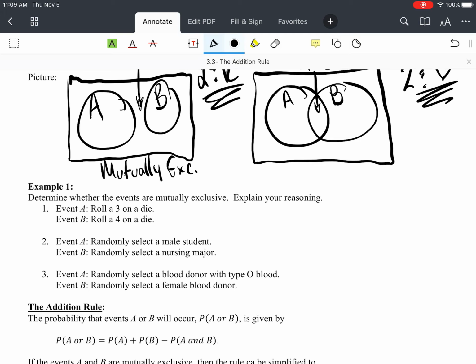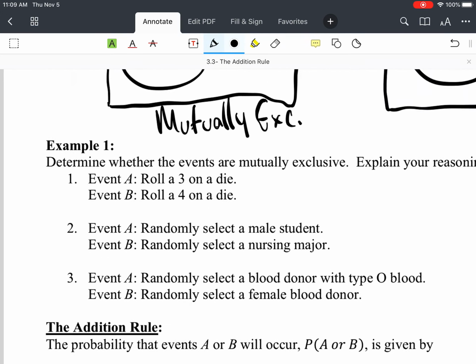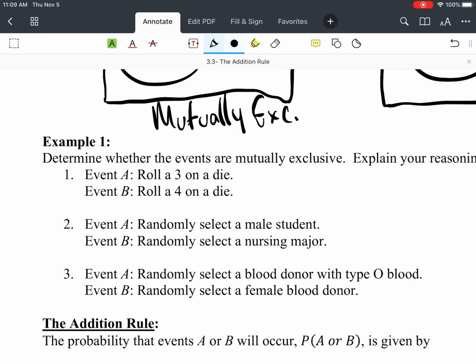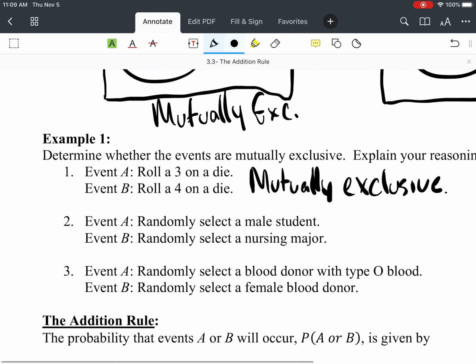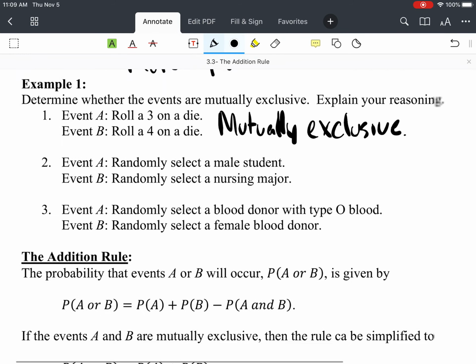Taking a look at some examples, we want to determine whether the events are mutually exclusive, and then explain our reasoning. Event A is that we roll a 3 on a die, and event B is that we roll a 4 on a die. Can we roll both a 3 and a 4 at the same time? Well, no. So this would be mutually exclusive.